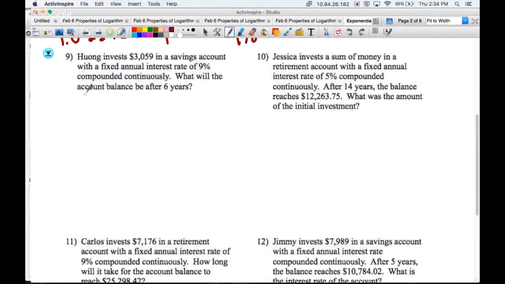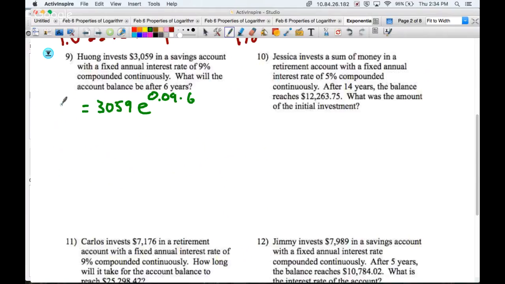Number 9. Let's see, we've got 3,059 in a savings account. Oh, compounded continuously, so I don't need any parentheses here. I need an e to the RT. The rate is 0.09. The time is 6.